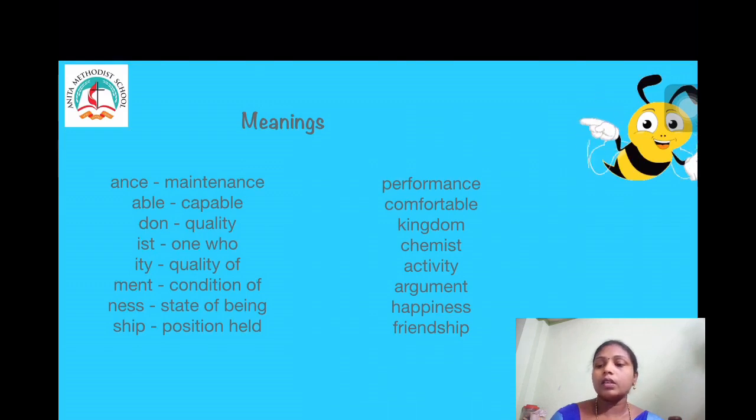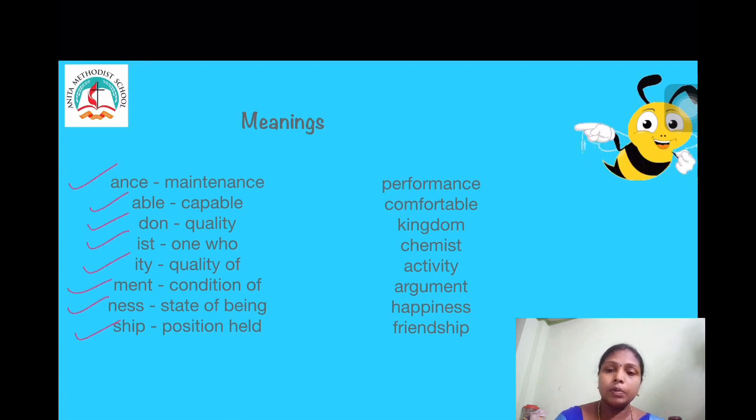Let's see the meanings. Just as we saw the meanings of prefixes, now we also have the meanings for suffixes. Here, ANCE, can you see ANCE? Able means capable. DOM is a quality. IST is the person whom we are talking about. ITY is the quality. MENT is the condition. NESS is a state of being, and SHIP is a position.